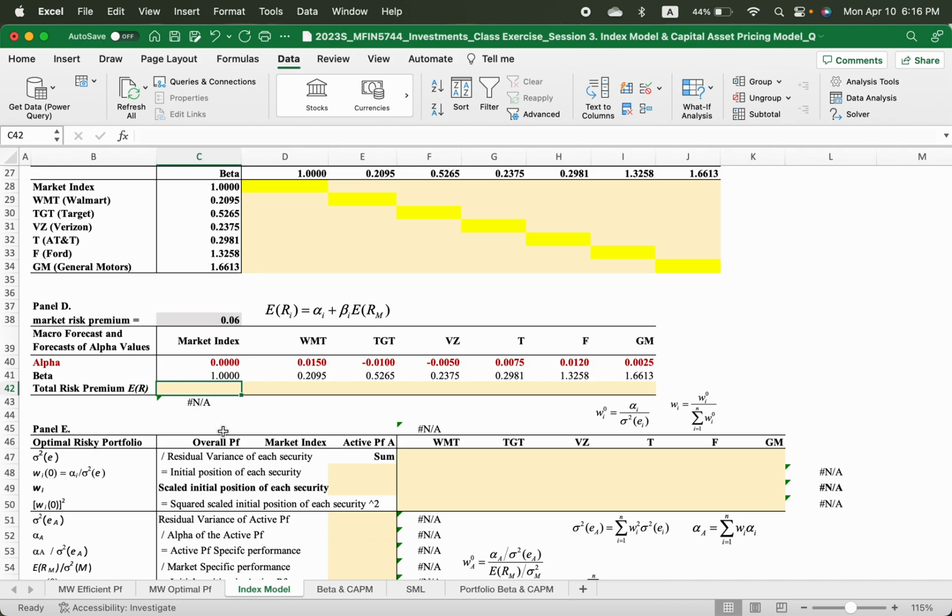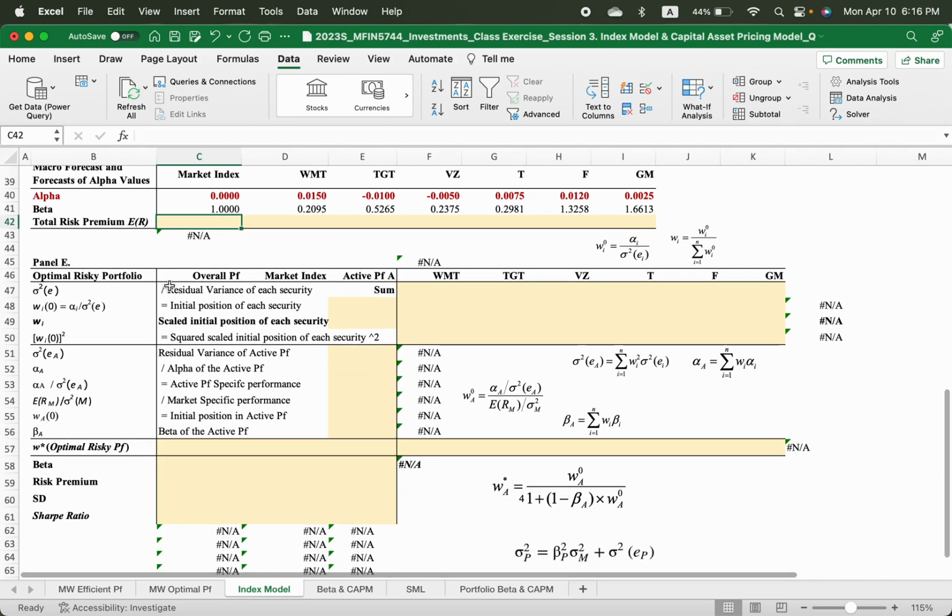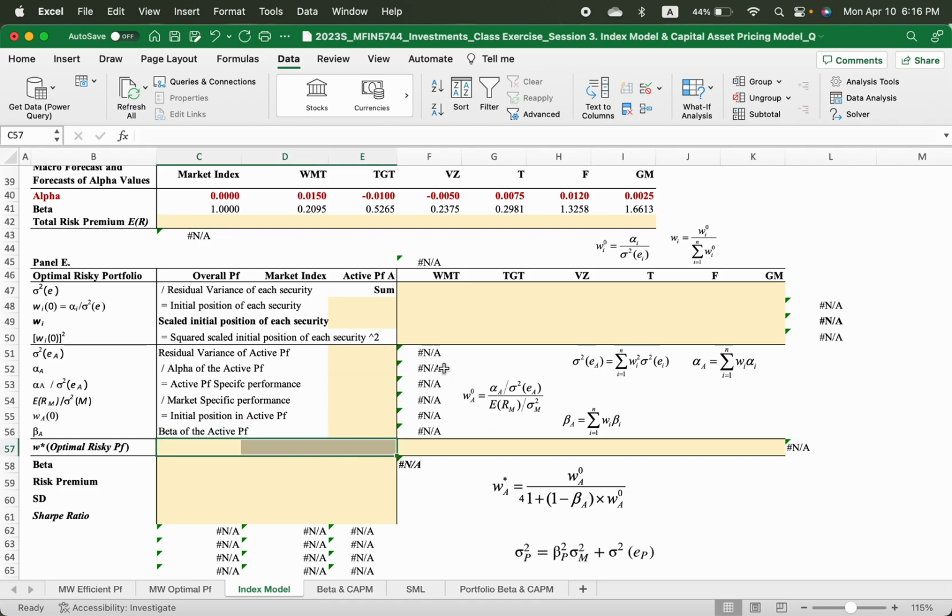And then here, the total risk premium we calculate. Finally, the optimal risk portfolio. Again, the point here is: what is the weight of each individual security, the active portfolio, and the market index? And finally, the optimal portfolio will show the beta, risk premium, standard deviation and Sharpe ratio. Again, we are going to use this Sharpe ratio to find the maximum Sharpe ratio, the optimal combination of risk premium and standard deviation, using this equation or using the solver.